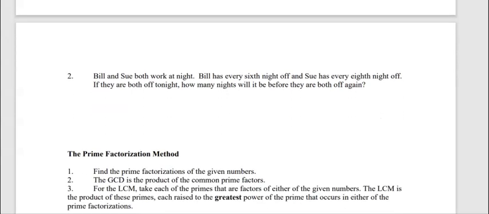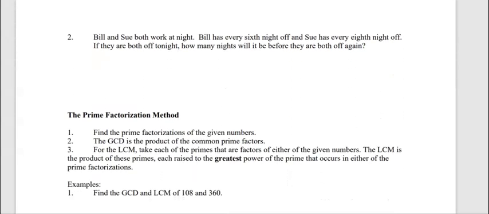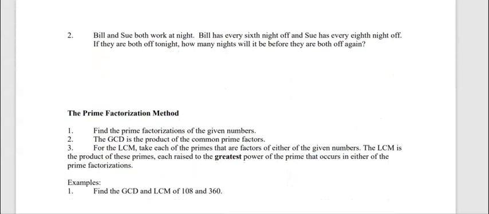Moving on to the next page, I'm going to go over number 2, and that will end this video. The second part of this lesson will go into the prime factorization method. So this second problem here says Bill and Sue both work at night. Bill has every 6th night off, and Sue has every 8th night off. If they are both off tonight, how many nights will it be before they are both off again?